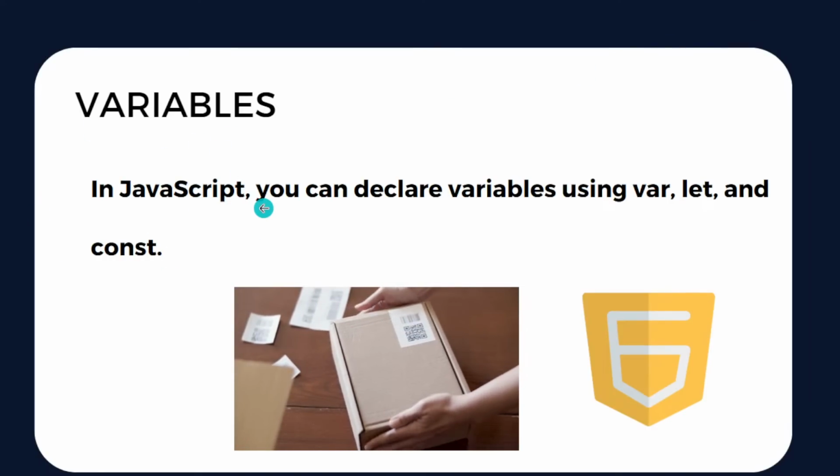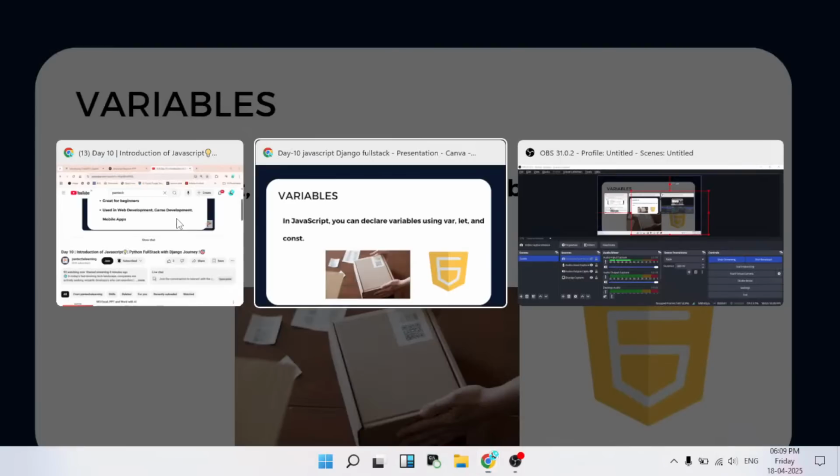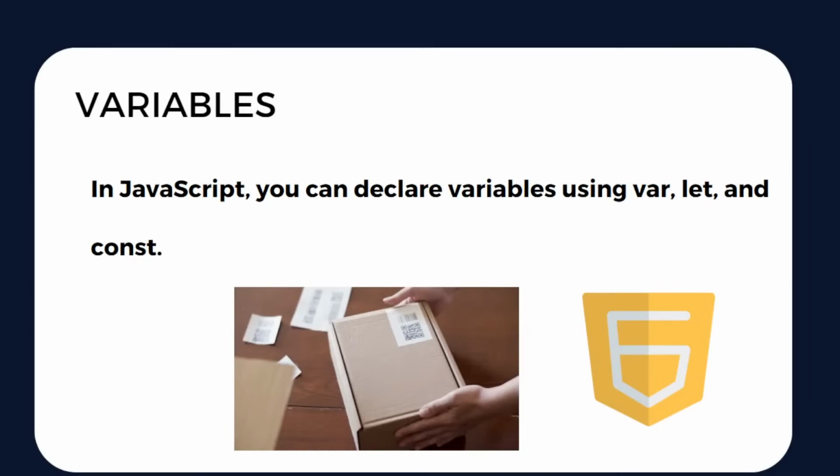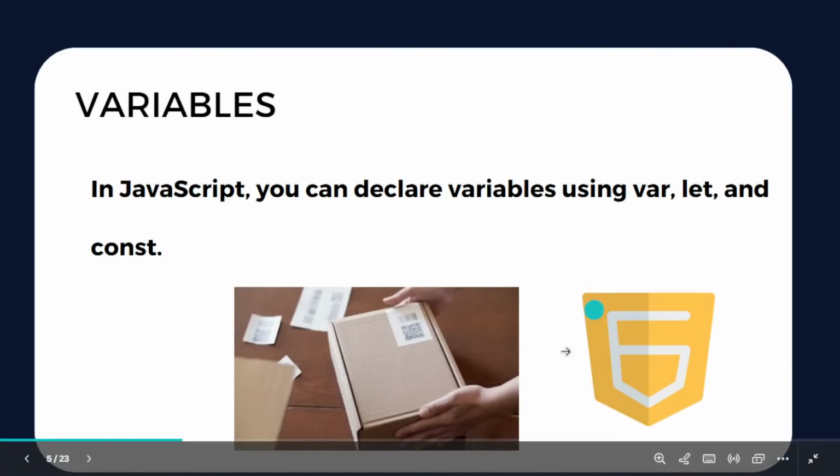In JavaScript, you can declare a variable using var, let, and const. We need to define var, let, or const before the variable name. These are the three keywords we use for variables in JavaScript.